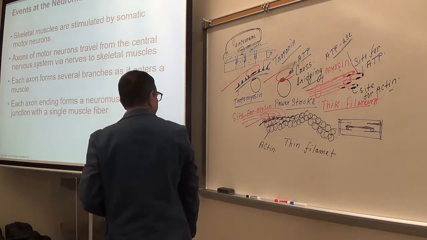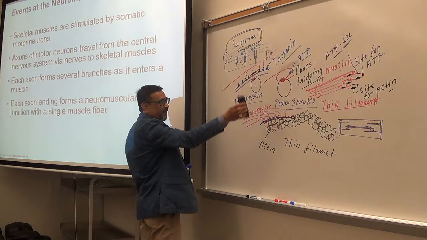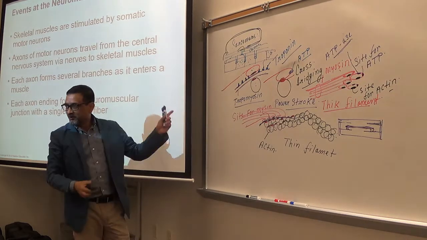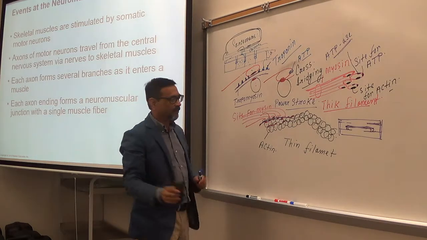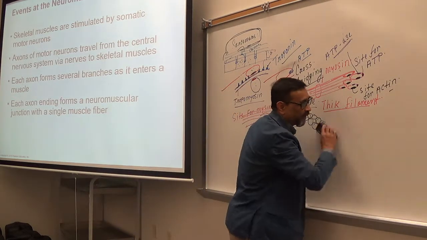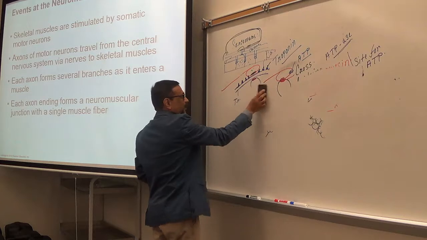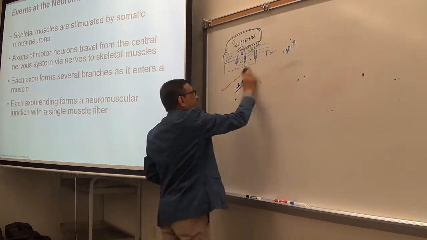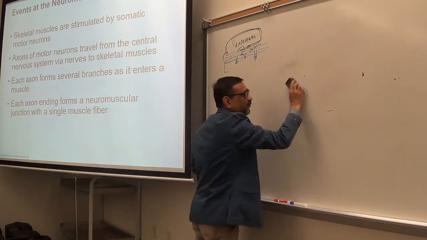How the muscle contraction occurs. All these are very important. I will ask questions from all these. Okay? And if you just go over, you will be able to answer. Now, another very important thing, the last thing, neuromuscular junction.